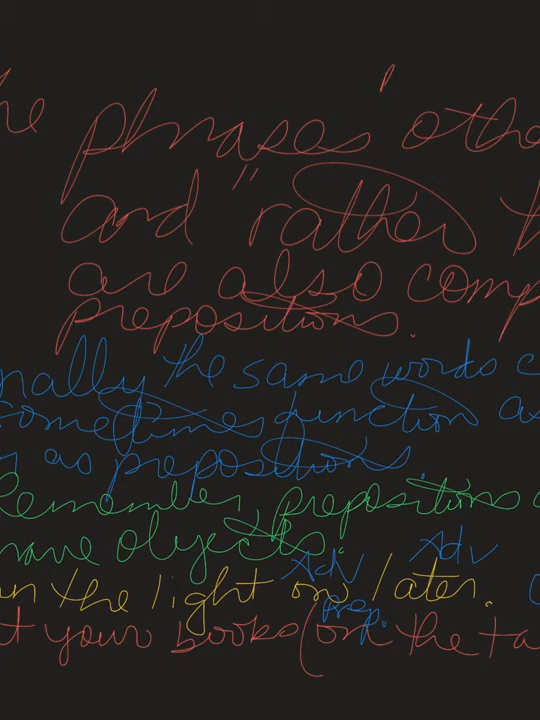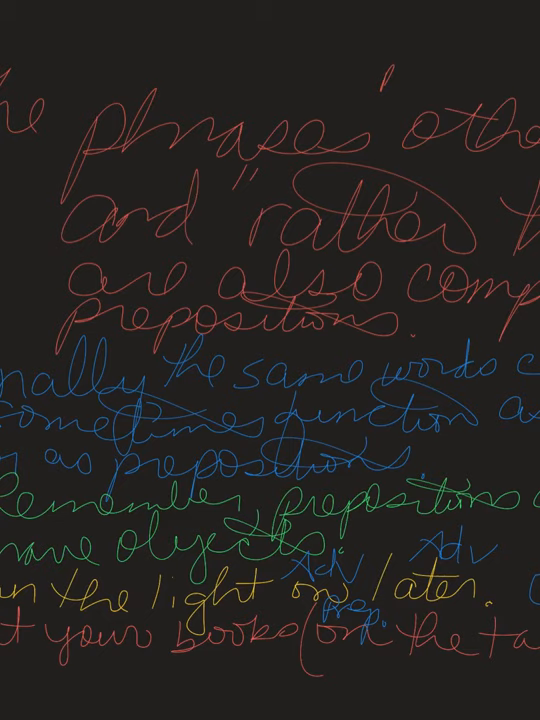Look at these examples. Turn the light on later. You is the understood subject here. Turn is your verb. Light is your direct object. On here is an adverb. Later is not its object. Later is another adverb, and adverbs can't be OPs. So on here is an adverb, as is later.